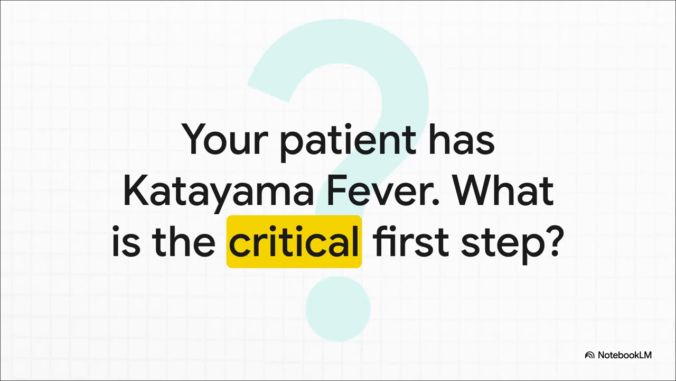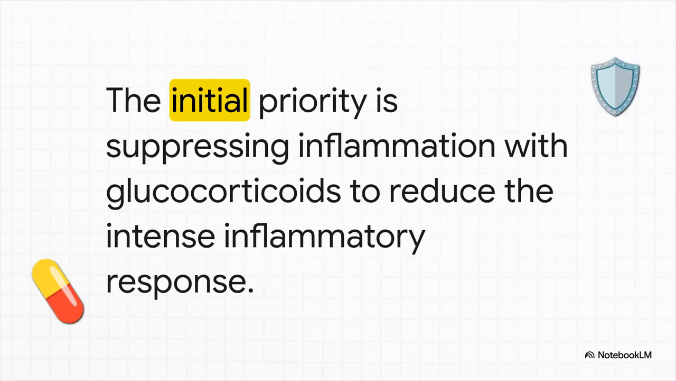So you've made the diagnosis. The patient is sick, they're febrile, they've got Katayama fever. What's your very first move? This is a really key decision point. The answer, and this is a massive clinical pearl, is that you have to suppress the inflammation before you even think about killing the parasite. Why? Well, think about it. If you go in and kill all those worms right away, they release a massive flood of antigens. That could push a really sick patient right over the edge. So your absolute first priority is to calm that fire down with steroids.